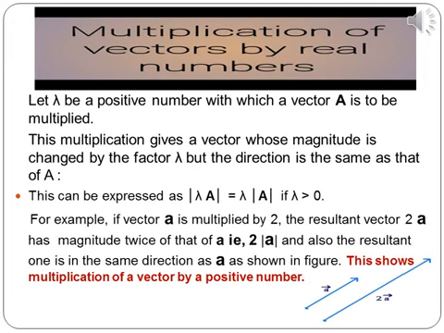Let me proceed. If vector A is multiplied by a positive real number 2, the resultant vector 2A has a magnitude twice the magnitude of the vector A. That is, its magnitude is 2 into the magnitude of vector A. And also, the resultant vector is in the same direction as the vector A, which is shown in the given figure. The figure shows multiplication of a vector by a positive number.